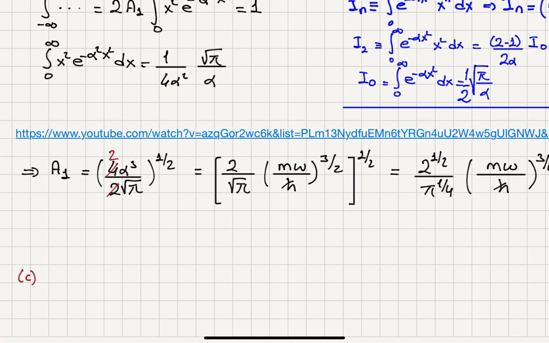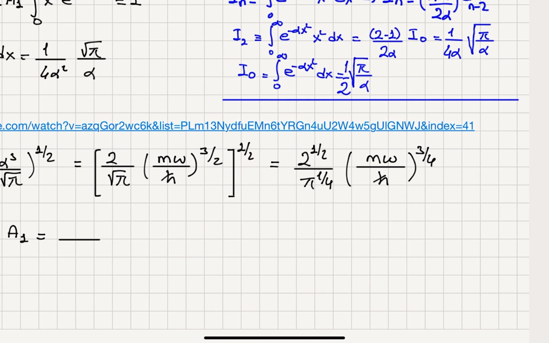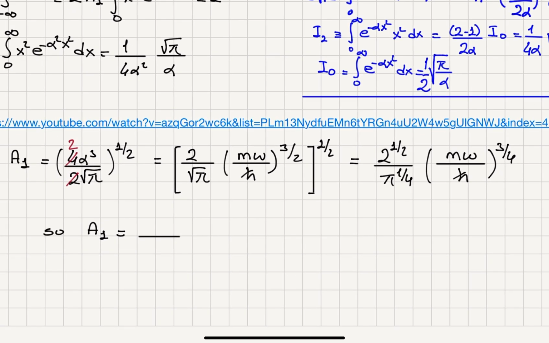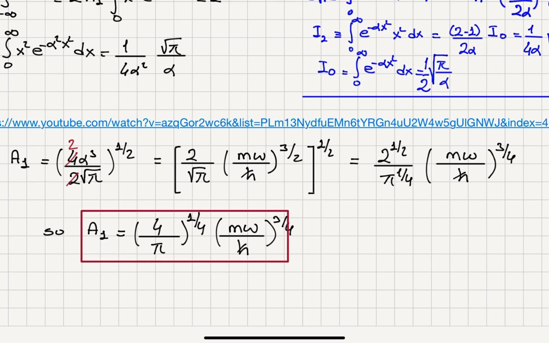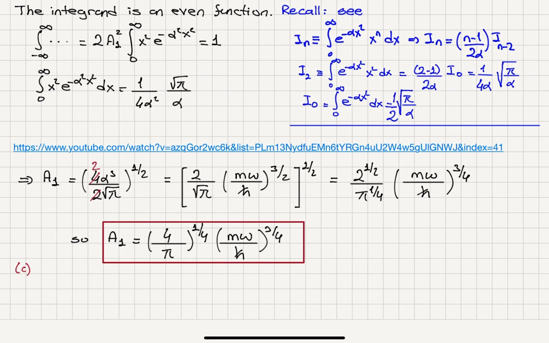So I have my final answer for the normalization constant. A1 is equal to 4 over pi, I can write it this way, to the power 1/4. This is 2 squared to the power 1/4, which is 2 to the 1/2. And then I have m omega over h bar to the power 3/4. That's the normalization constant we're looking for.